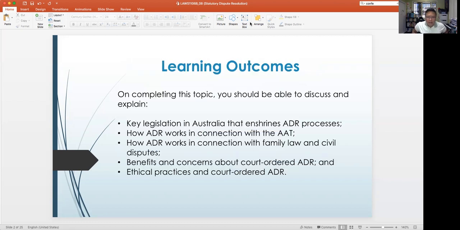And so on completing this topic, you should be able to discuss and explain key legislation in Australia that enshrines ADR processes, how ADR works in connection with the Administrative Appeals Tribunal, how ADR works in connection with family law and civil disputes, the benefits and concerns about court-ordered ADR or tribunal-ordered ADR, and ethical practices in court-ordered or tribunal-ordered ADR.